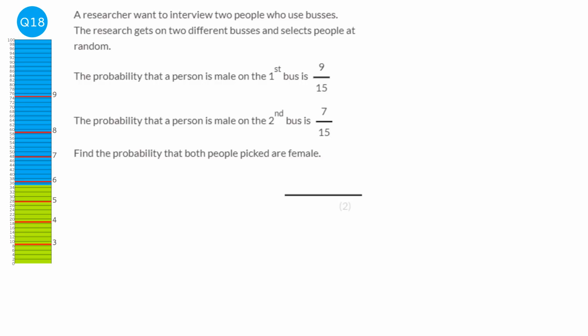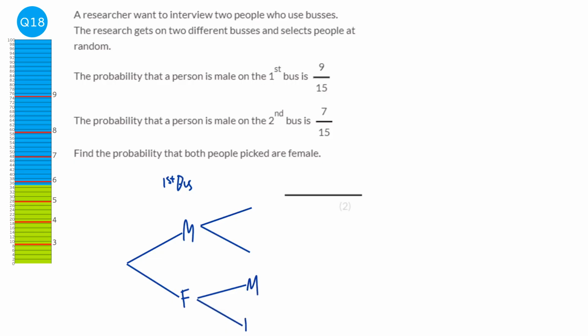There are a few different ways you could answer this question. I'm going to do it with a tree diagram, but you didn't need to draw a tree diagram to answer this question. So we've got our first tree, which is our first bus. And the choices are male and female. And we've got our second branch, and it's still male and female. And this is our second bus.